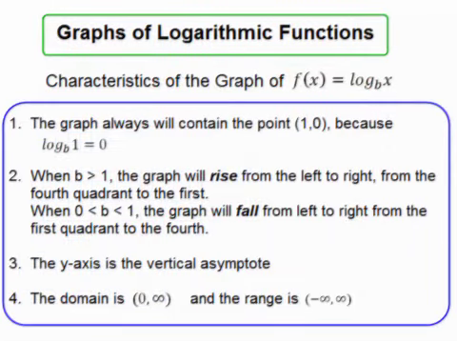Here are some of the main characteristics of the graphs of logarithms. The graph will always contain the point (1, 0), because the log base b of 1 equals 0. Or if we look at this in exponential form, b to the 0 will always equal 1, as long as b is not 0. When b is greater than 1, the graph will rise from left to right, from the fourth quadrant to the first. When b is between 0 and 1, the graph will fall from left to right, from the first quadrant to the fourth. The y-axis is a vertical asymptote, and the domain and range have been swapped from our exponential functions, so the domain is all positive numbers, or 0 to infinity, and the range is from negative infinity to positive infinity.